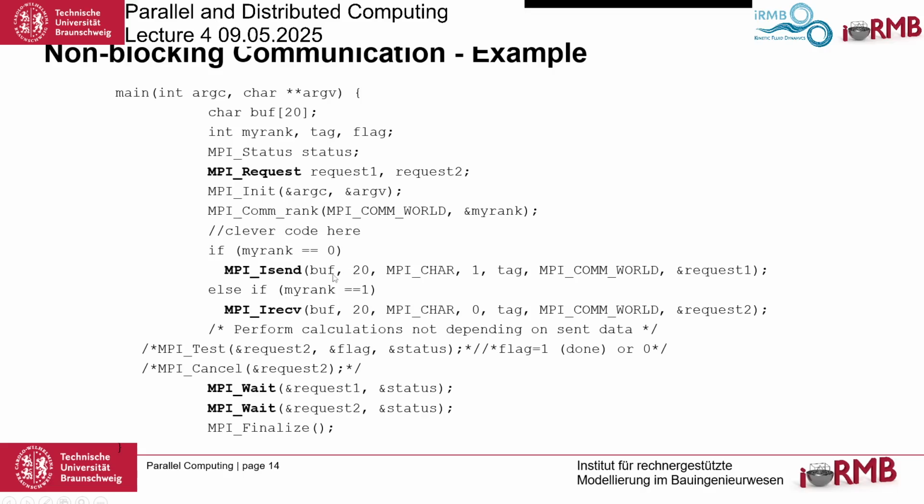Okay, the important things are always in black here. There's stuff that we've already talked about, and there's stuff that is now specific to this program. So, for example, we have a buffer of 20 char, and then we have my rank, and we have a tag, and we have a flag.